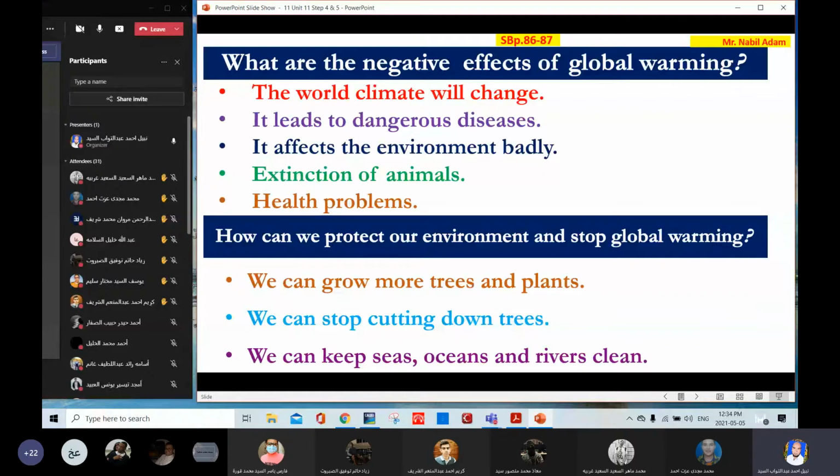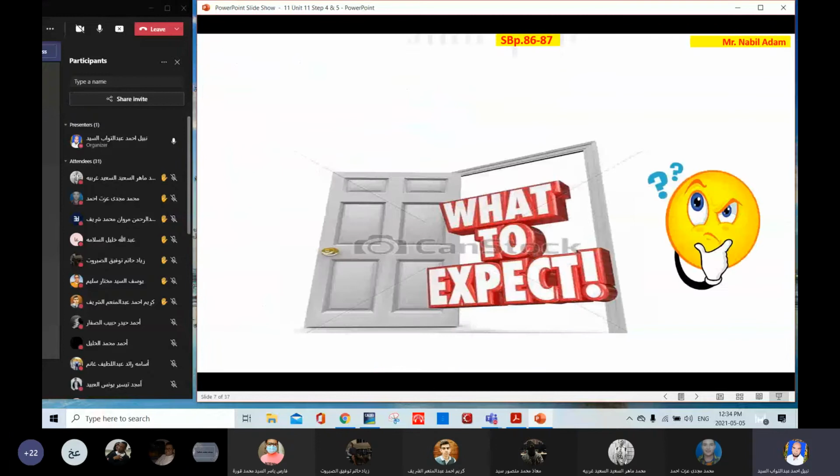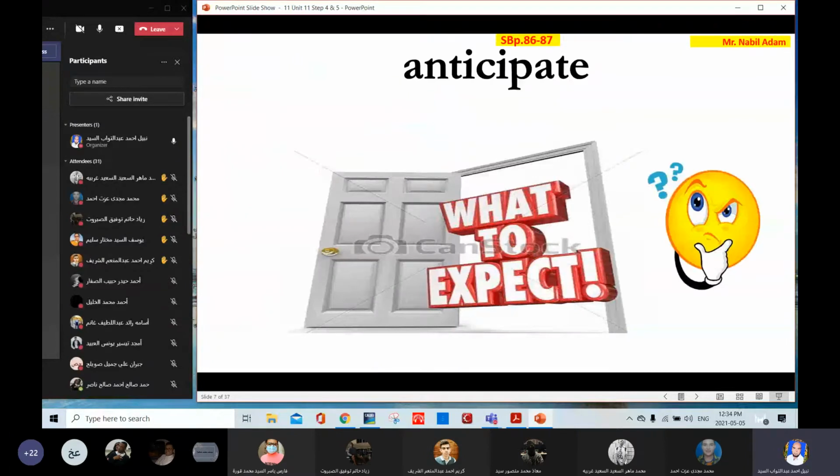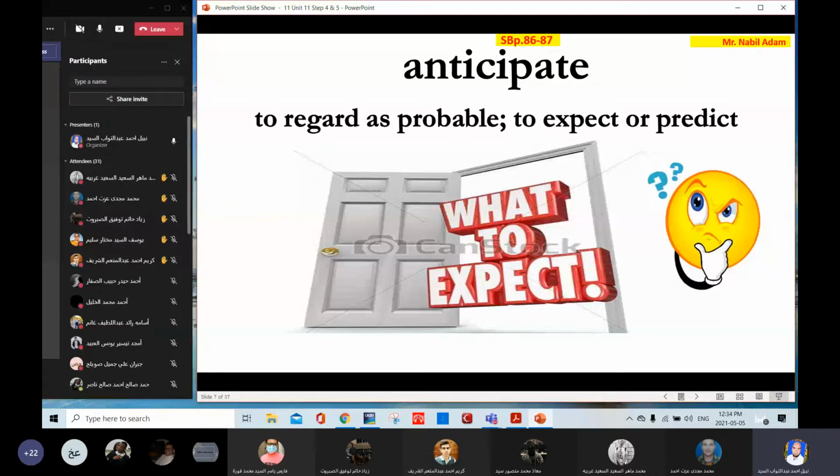Okay, let's learn some of the new vocabulary. Anticipate. Anticipate is a verb. Anticipate means to expect, to regard as probable, or to predict. So anticipate means expect, predict.